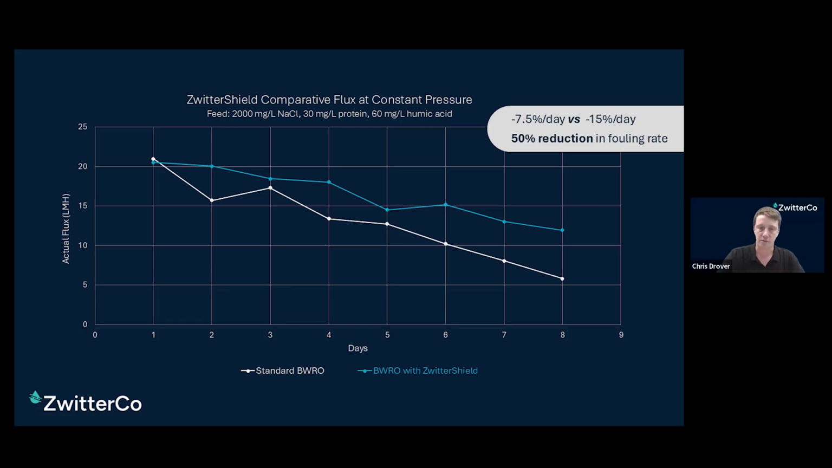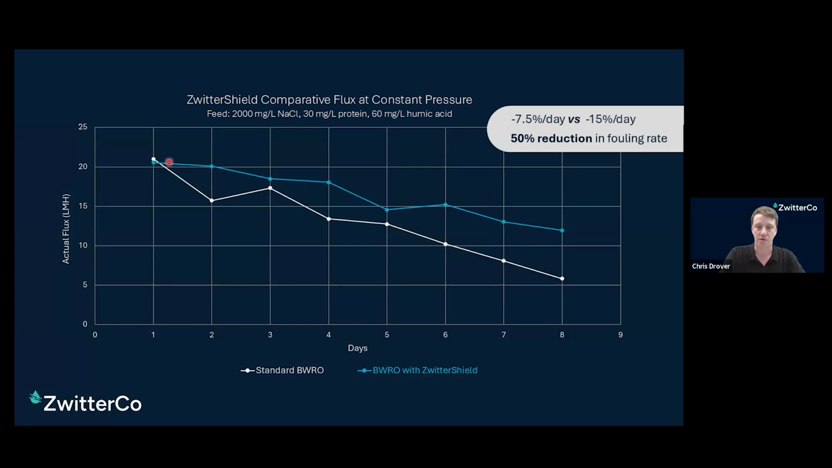We're going to start looking at some lab data, and I'll be the first to say lab data is lab data, and we're going to look at some real field data later to see how this plays out in the real world. But the great thing about lab data is you can kind of isolate the variables. You're holding constant temperature, you're holding constant feed quality, things you don't always get to do at a real plant. And so you can really start to see just the intrinsic differences.